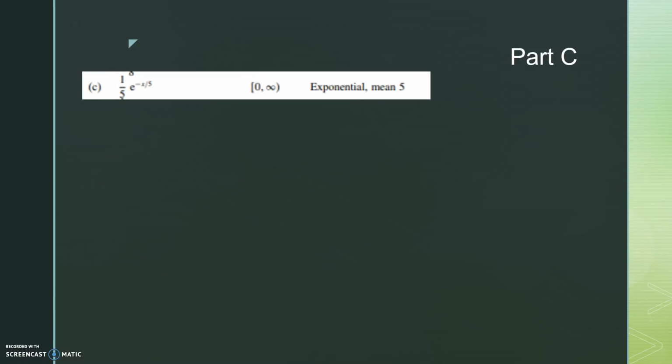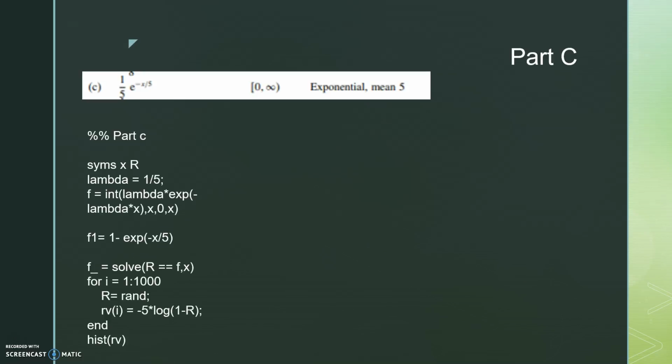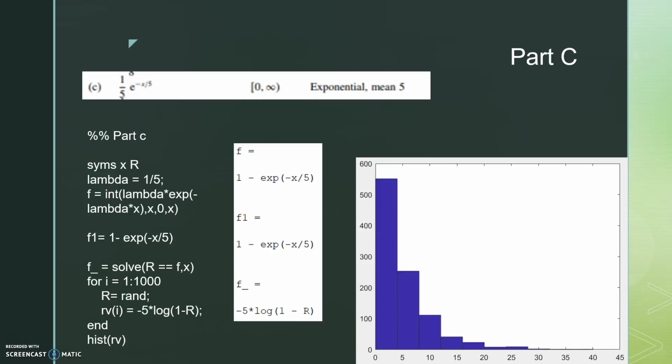Moving on to part C. This one is an exponential distribution going from 0 to positive infinity. Once again, here is our MATLAB code that you can see, and then our results look to be exactly what we would expect. It is an exponential curve, and when you look at the graph, it looks like the mean is about 5.